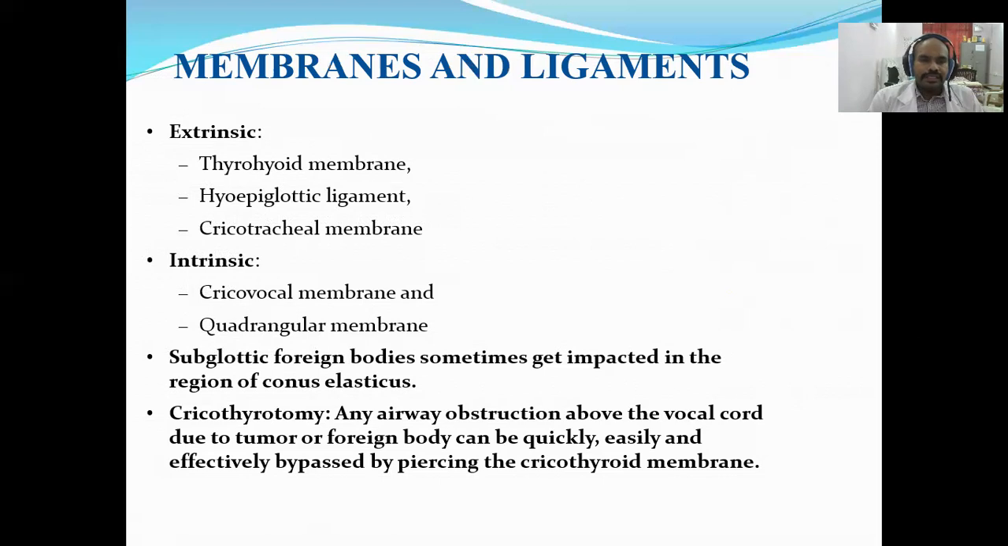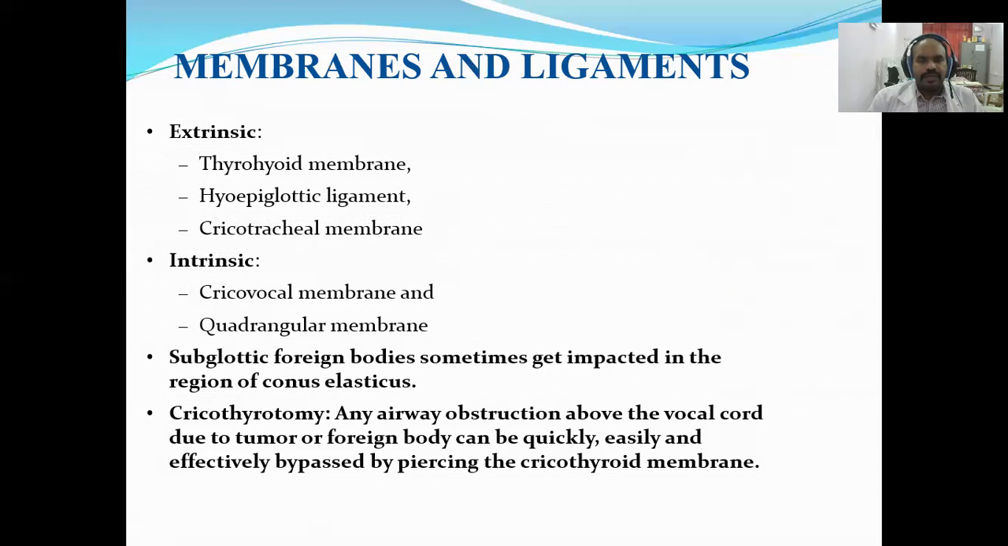Moving on to the intrinsic membranes or intrinsic ligaments of the larynx, we have the cricovocal membrane. Between the cricoid cartilage and the vocal folds, they form what is called the cricovocal membrane. Then we have the quadrangular membrane.